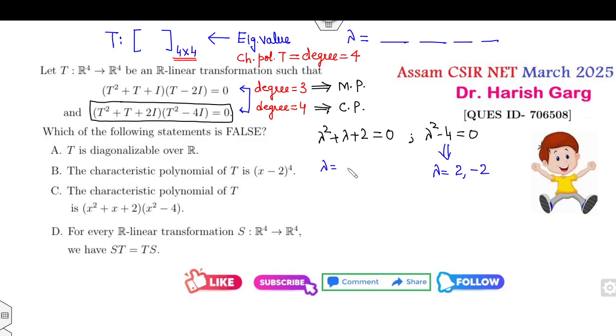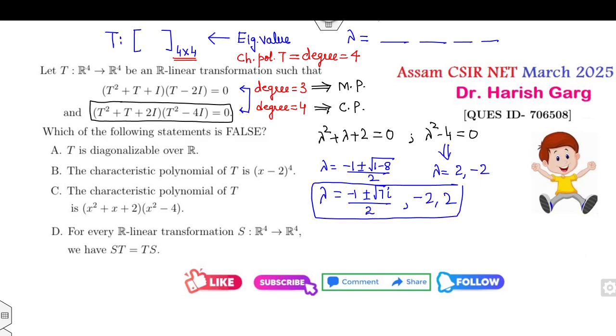From this case you will get the eigenvalues as complex numbers, minus 1 plus or minus root 7 iota divided by 2. So these 4 are my eigenvalues. Now clearly these eigenvalues are complex numbers and are distinct. Fine. So therefore they are diagonalizable over C only. Is it okay? But he said T is diagonalizable over R. That's a wrong statement.